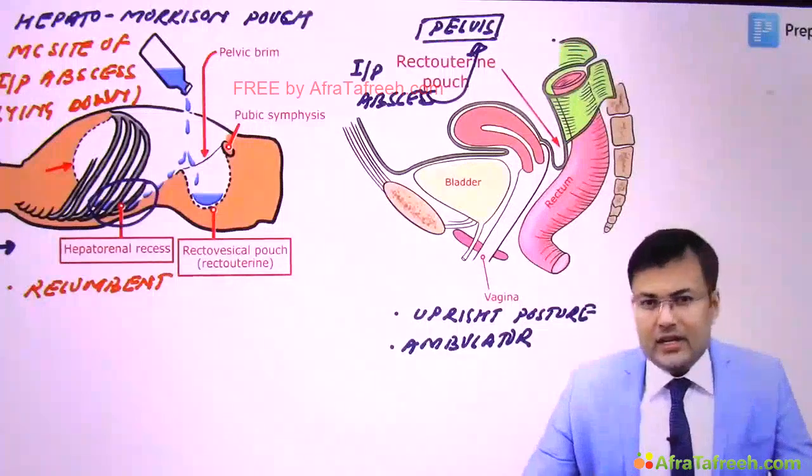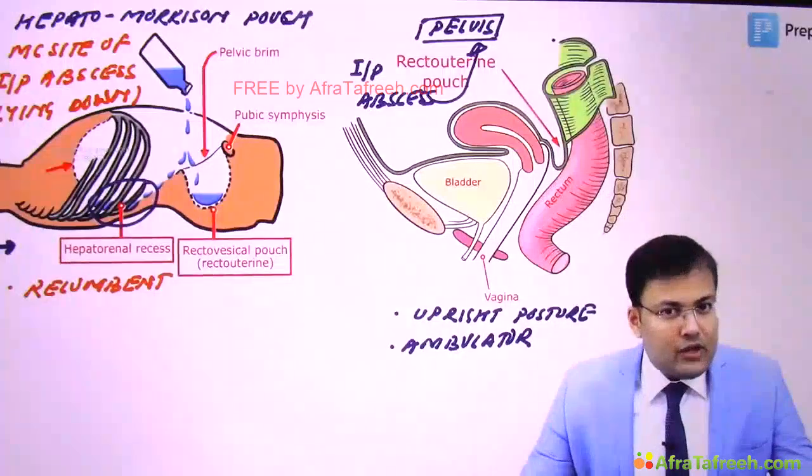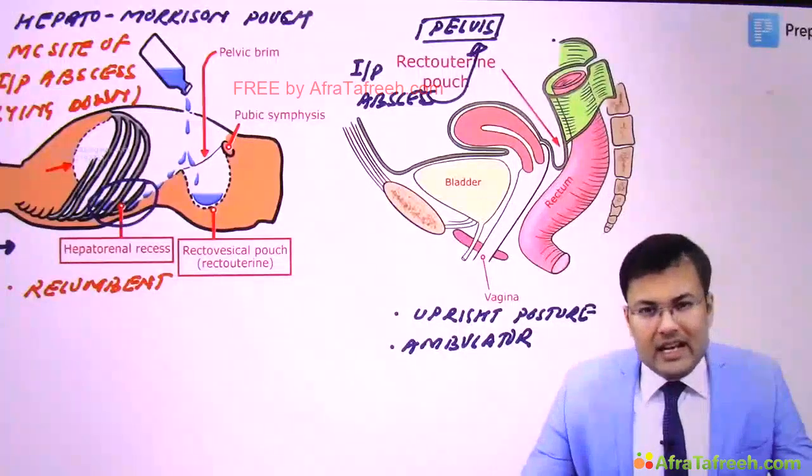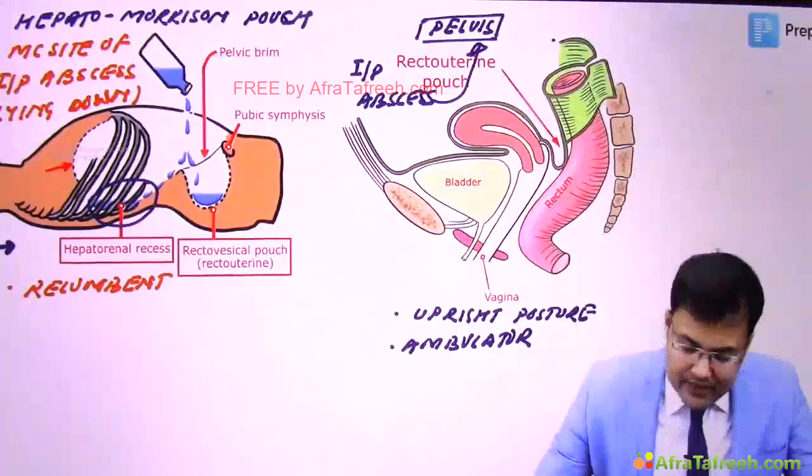Clear? So in detail we are going to discuss pelvic abscess, because overall, if you want to see what's the most common site of intraperitoneal abscess, overall it's pelvis. Clear? So in detail we are going to discuss pelvic abscess.